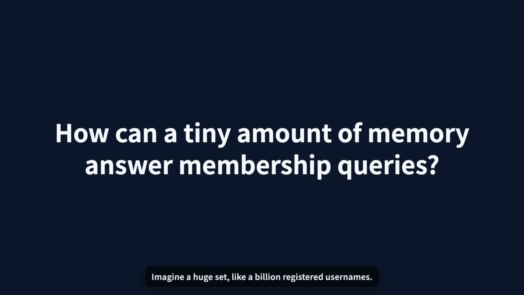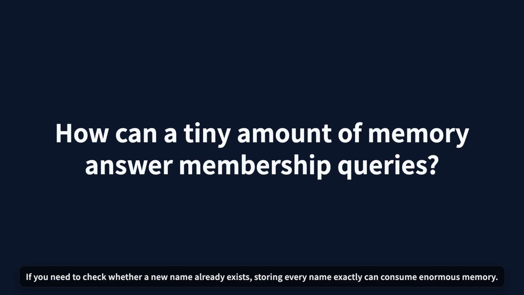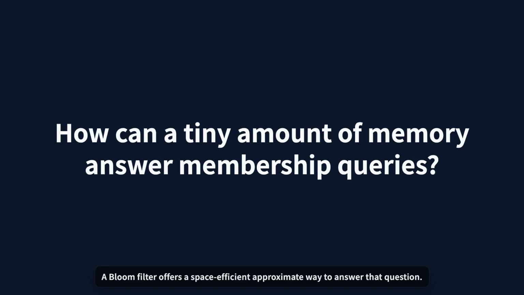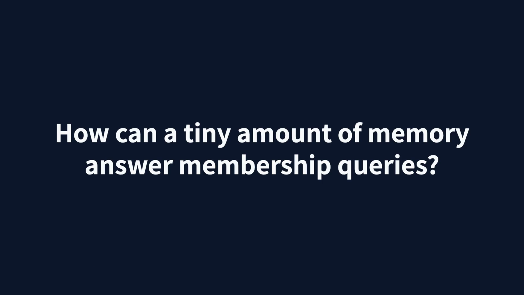Imagine a huge set, like a billion registered usernames. If you need to check whether a new name already exists, storing every name exactly can consume enormous memory. A Bloom filter offers a space-efficient approximate way to answer that question.